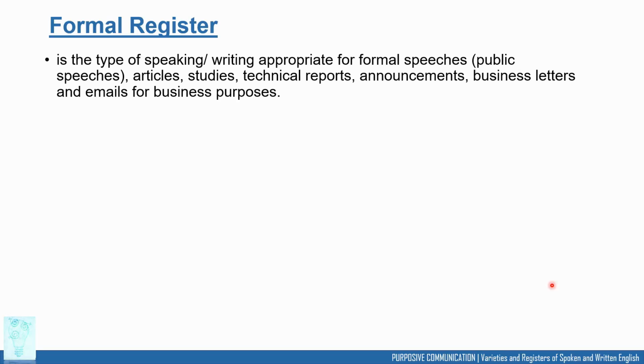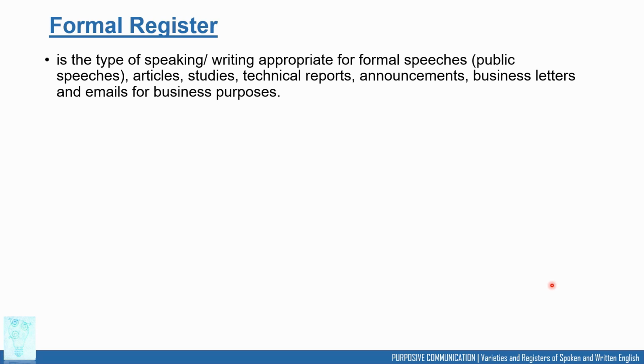Remember, this video is about varieties and registers of spoken and written language. We just discussed first the registers. After this, we'll be discussing the varieties. The first common language register is the formal register. From the word formal, it is a type of speaking or writing appropriate for formal speeches like public speeches, or when you're writing articles, studies, technical reports, announcements like government announcements, public announcements, business letters, and emails for business purposes. So you use a formal register.